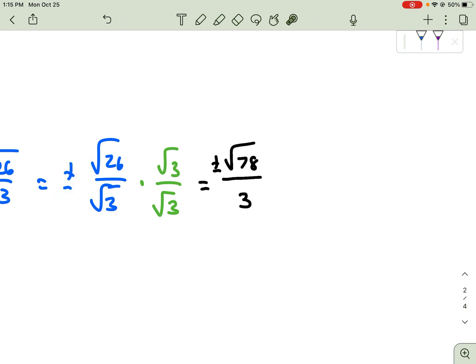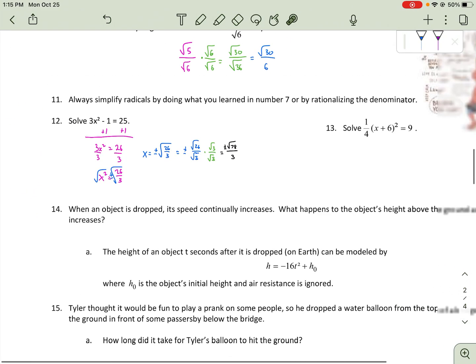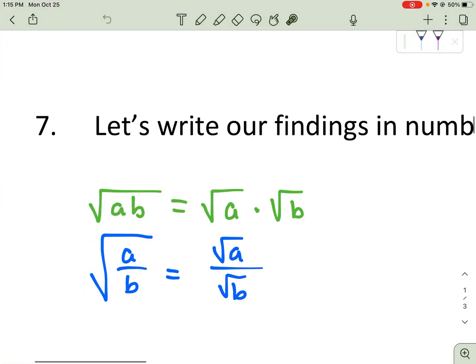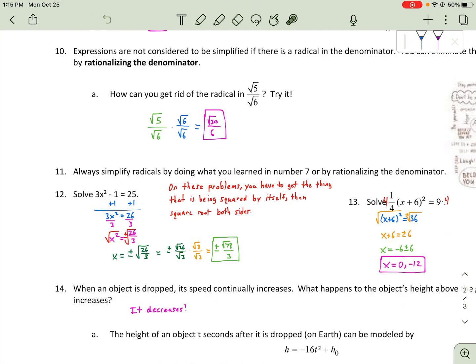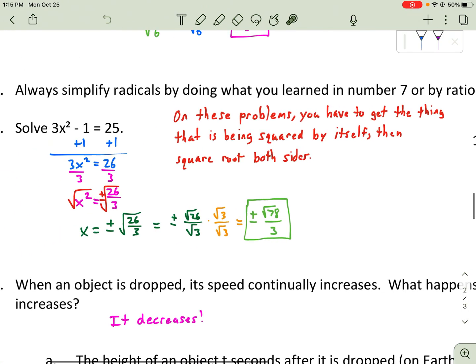And then 78, you got to see if there's a perfect square factor. There isn't, so I'll save you some time and let you know that there isn't. So there you go. Same exact work really there.